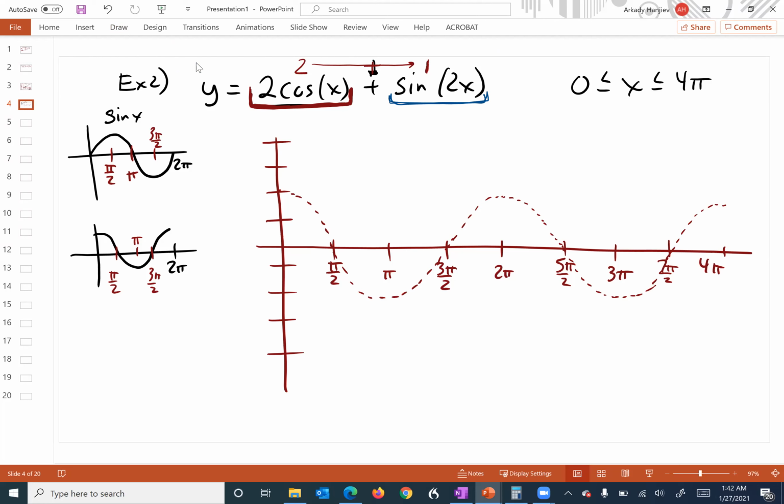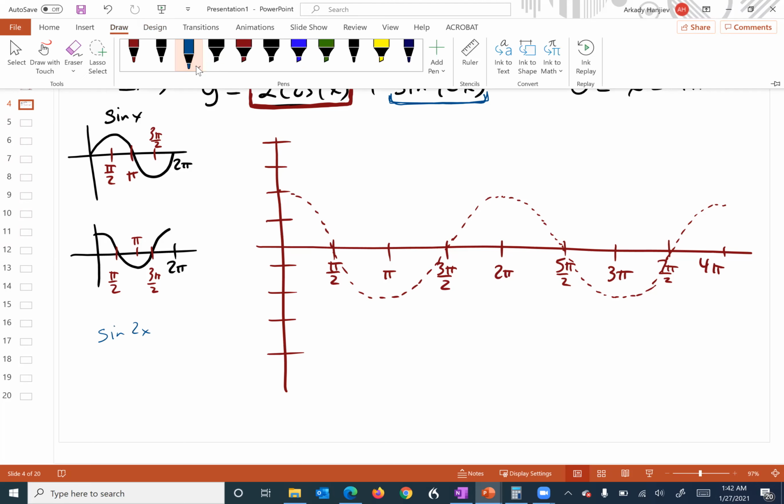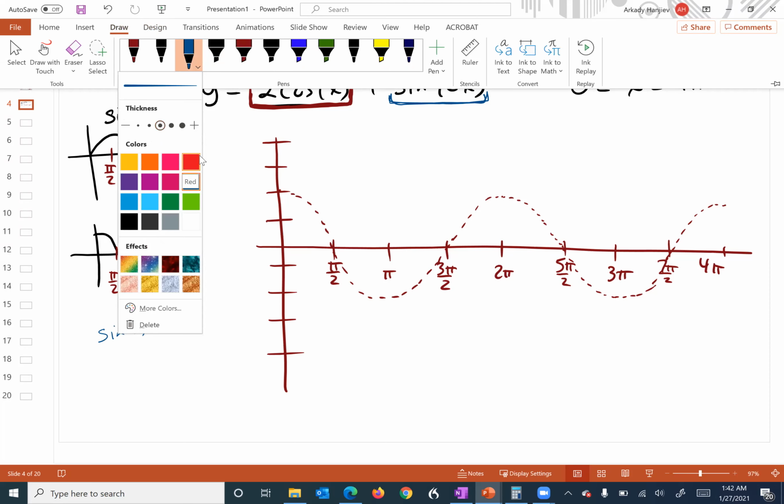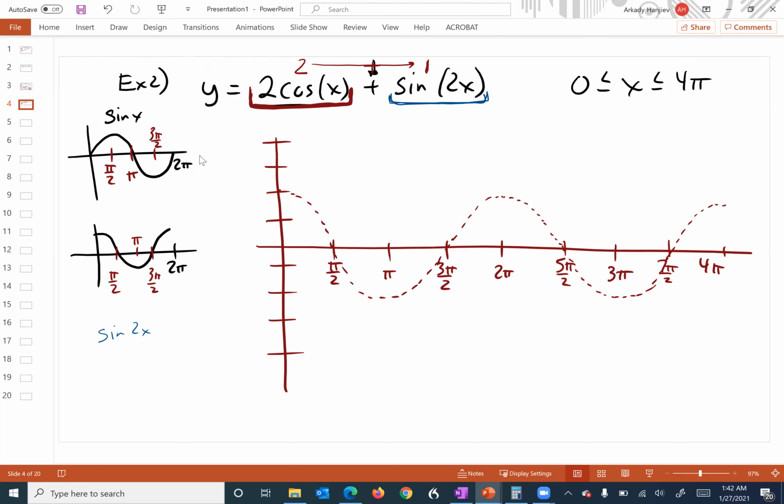Don't we have a period change? So for sine of 2x, the period's going to be 2 pi divided by 2, which will just be pi. So everything is happening twice as fast. Okay, for me, that's a little problem, because now, instead of having a scale of pi over 2, I have to have a scale of pi over 4. So here's my pi over 4.